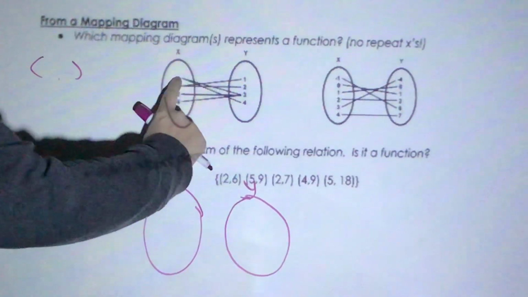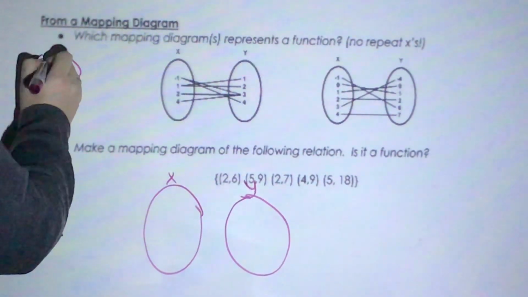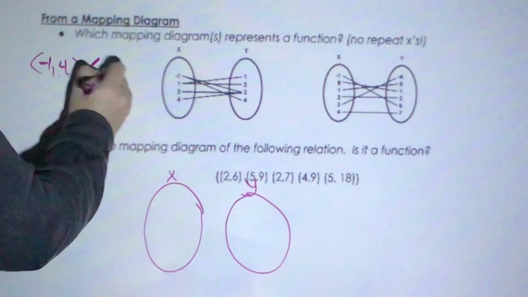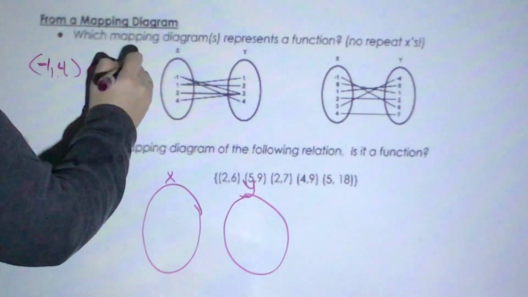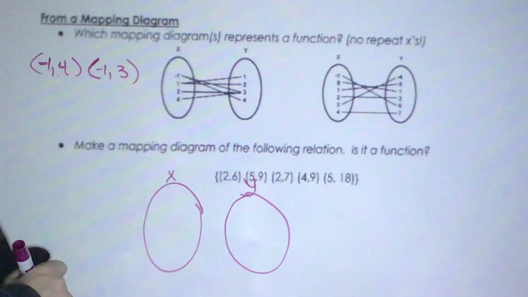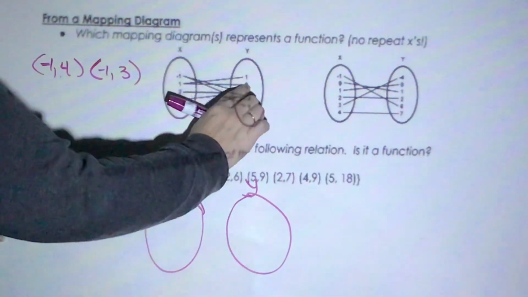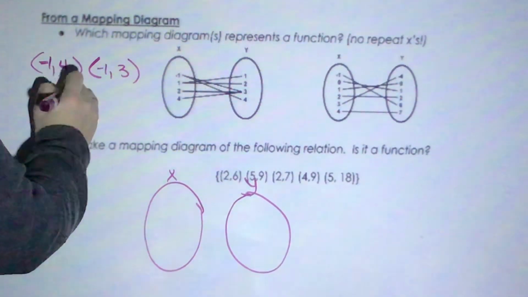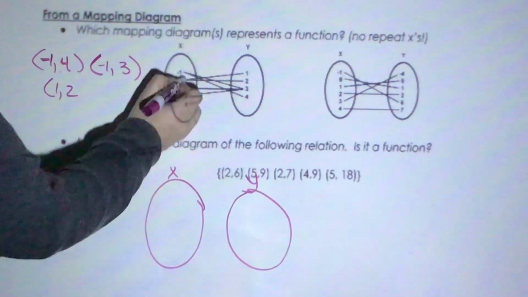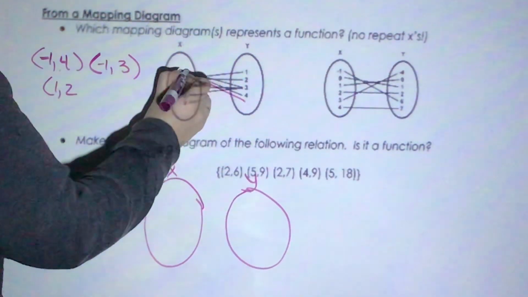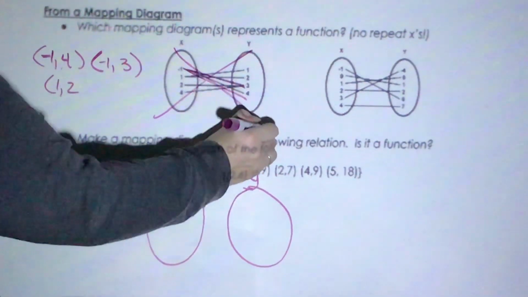And it tells you what it matches up with. So -1 matched up with 4 as one ordered pair, but -1 also matched up with a 3 as another ordered pair. 1 matched up with 1, and 1 matched up with 2. So we're just making a picture instead of listing ordered pairs. We can tell that -1 became two different things, which is not allowed in a function.